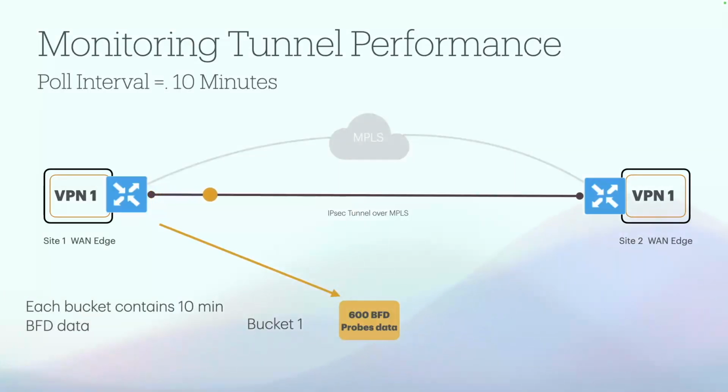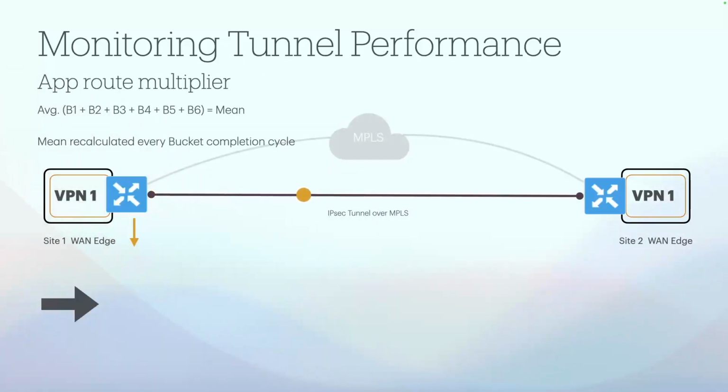While BFD probes give us instant data, application-aware routing needs a broader view to make stable decisions. This is handled through poll intervals. By default, the vEdge groups BFD data into 10-minute windows called buckets. If our hello interval is 1 second, that means a single bucket contains the performance data of 600 individual BFD probes. This provides a statistically significant sample of how the WAN circuit is performing, filtering out one-off spikes that don't represent a true network issue.